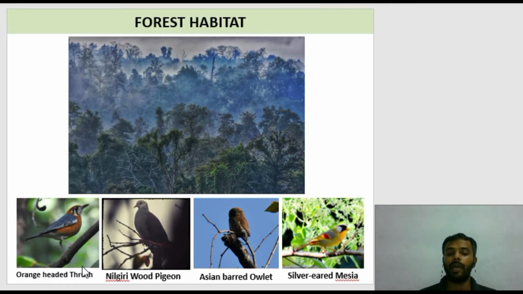This is the orange-headed thrush, which is a common bird of the forest, and this is the Nilgiri wood pigeon. It's an endemic species of the Western Ghats. It is found only there. This is the Asian barred owlet, a small owlet species. This is the silver-eared mesia. It's a beautiful bird found in northeastern India.